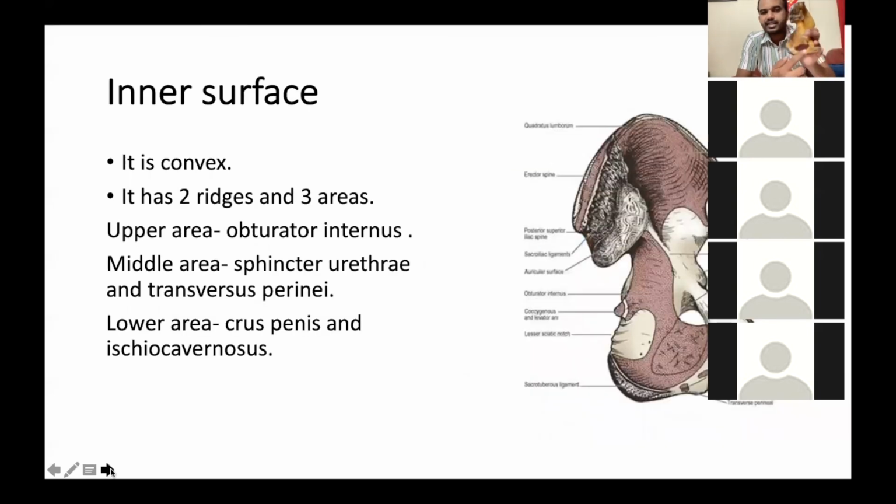The inner surface is convex, and not only that, it has two ridges and three areas. The upper area gives attachment to the obturator internus. The middle area will be related to the sphincter urethrae muscle and transversus perineum muscle. The lower area will give origin for the ischiocavernosus and crus of penis.